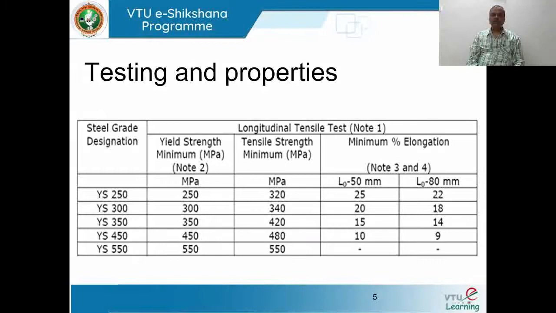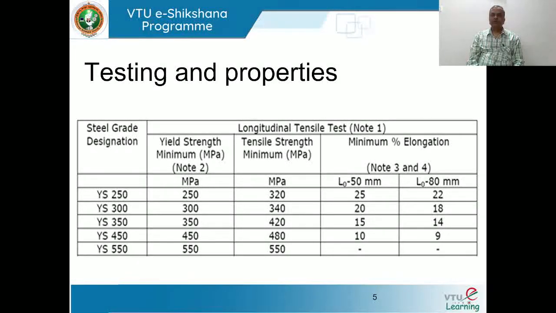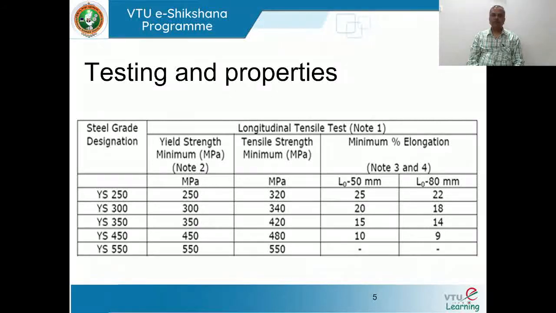The percentage of elongation is the change in length over the gauge length divided by the initial gauge length as a percentage. So this will generally vary from about 20% going up to 40%. This is what we have seen in the previous class. But as far as this particular grade FS250 is concerned, the percentage of elongation as a deformation measured over the gauge length of 50 mm should not be less than 25 mm. And if the gauge length is increased to say 80 mm, then the elongation decreases marginally, and even in that case it should not be more than 22%.